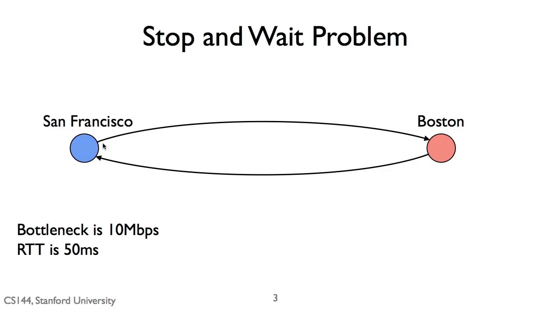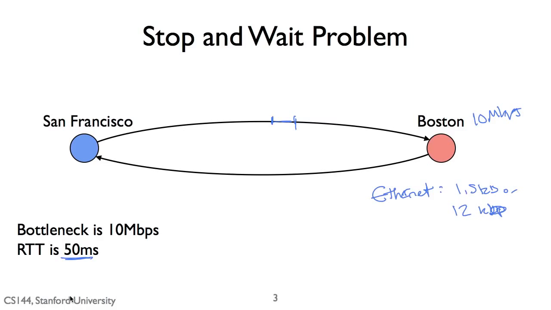While stop and wait works correctly, it has one major problem. Let's say you're trying to communicate between Boston and San Francisco, and the bottleneck is, say, 10 megabits per second. So the Boston node can receive at 10 megabits per second. Basically, that's the rate at which you can process data. Your round trip time is 50 milliseconds. And for simplicity's sake, we're sending Ethernet frames, which are basically 1.5 kilobytes or 12 kilobits.